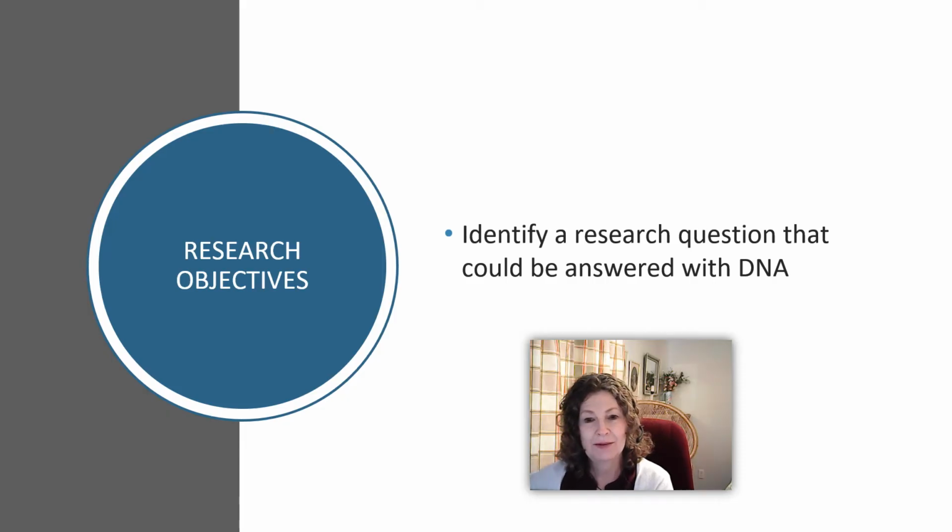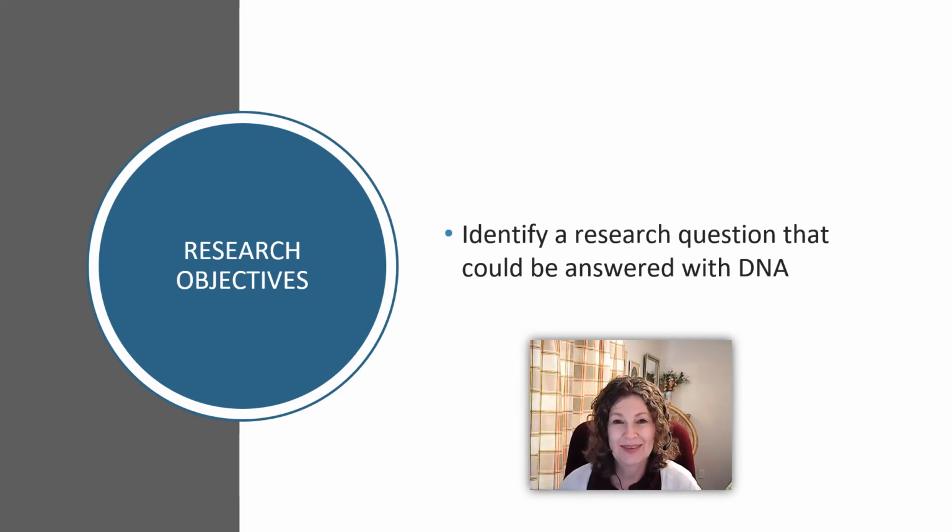First, let's talk about objectives. All research begins with the question, and you probably have many as you look at your family tree. Do you want to confirm a paper trail? Do you want to find the family for an adoptee or an orphan or a foundling ancestor? If so, you have probably identified a research question that could be answered with DNA. And that is how you will begin your project, forming an objective around that research question.